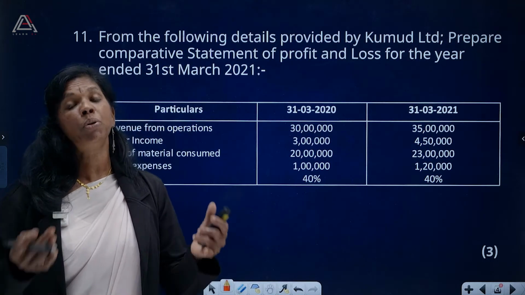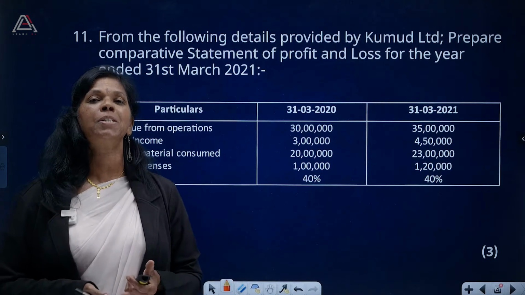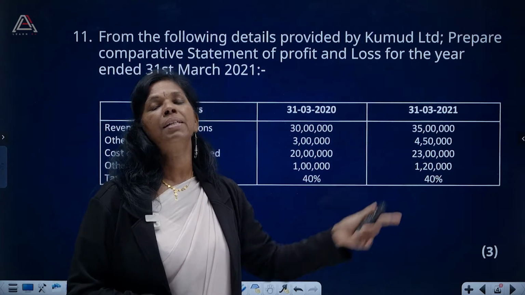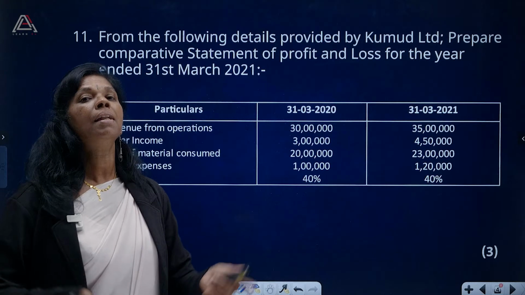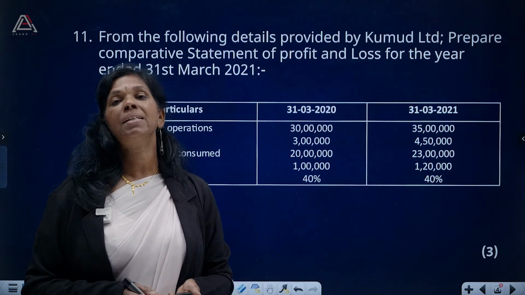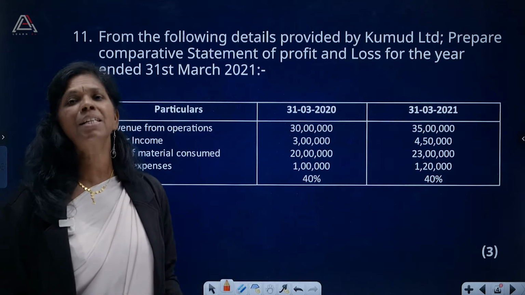Then how to find out whether there is an increase or decrease? Compared to previous year, if the current year amount is more, we can say it is an increase. If the current year amount is less, we can say it is a decrease. Then let us see the solution.